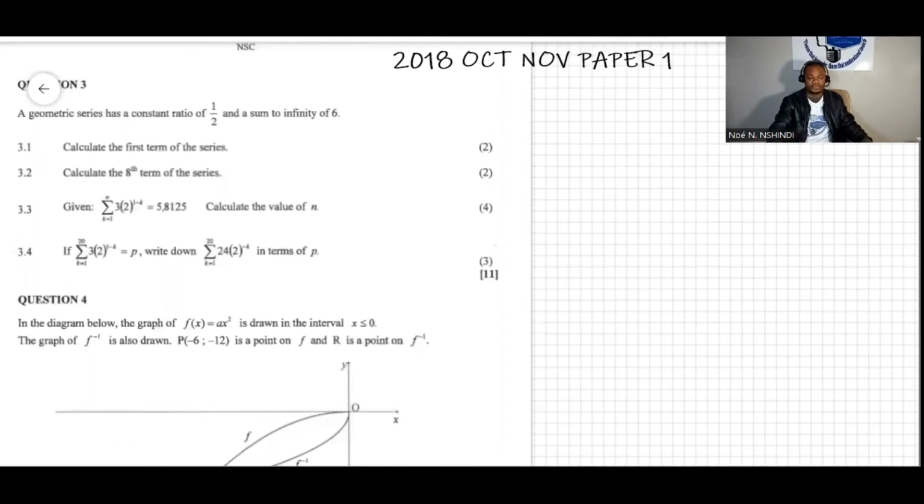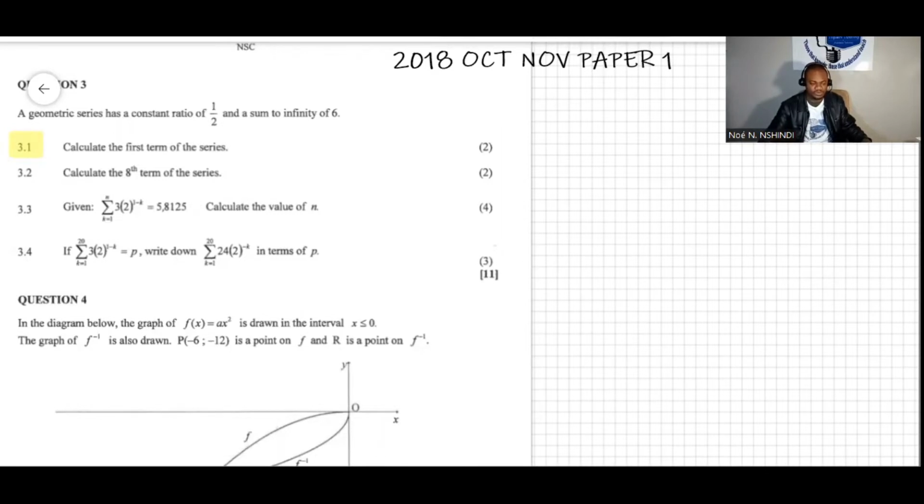Well, we have another question here. The question says that a geometric series has a constant ratio of a half and a sum to infinity of 6. Question 3.1 says, calculate the first term of the series.